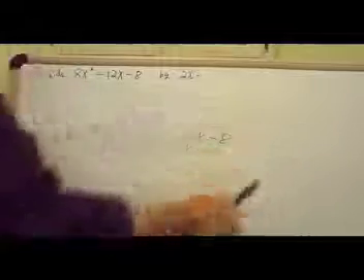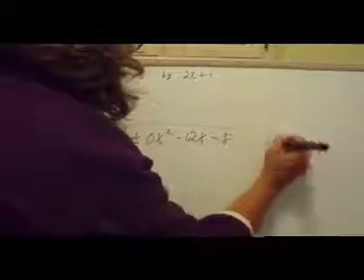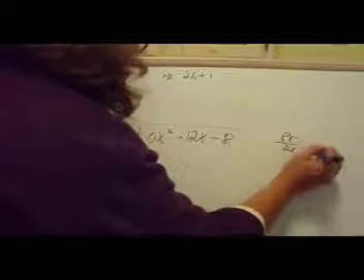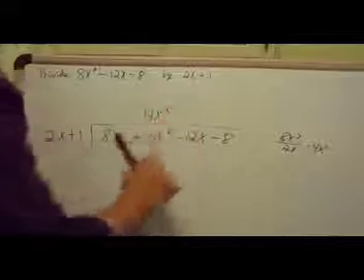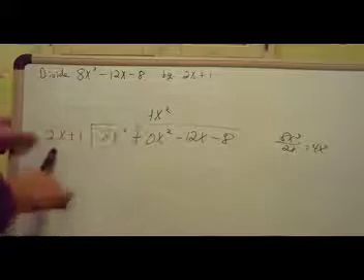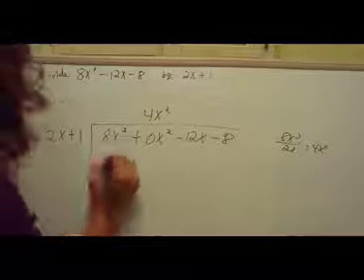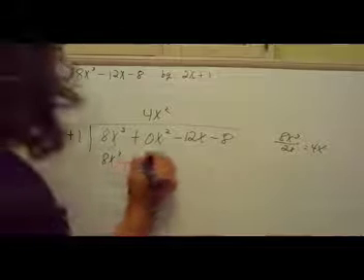I can come over here to this side on my scrap paper to do that. 8x cubed divided by 2x is going to give me 4x squared. And I'm going to line that above my 0x squared. Now I need to multiply. 4x squared times 2x is going to give me 8x cubed. 4x squared times 1 will give me plus 4x squared.